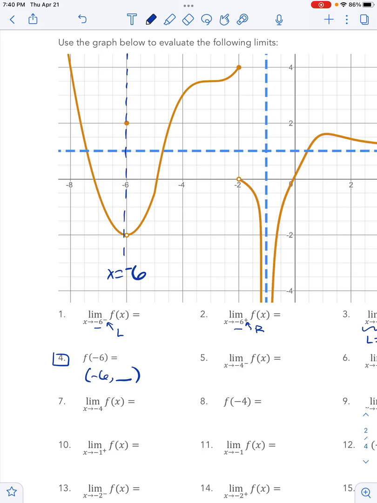So from the left, we're going to do left first because that's what question 1 says. This is going to be to the left and right of -6. So I hop on the graph, head towards that -6 vertical line, and I end up down here. I'm approaching this value.